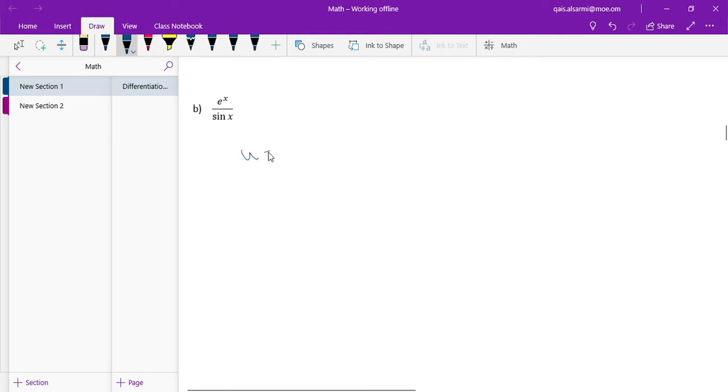So u equals the upper, which is e power x. By the way, it's not permitted to change the positions. You have to take the upper as u, the lower as v. Never change. Derivative of e as it is, multiplied by derivative of the power, which is 1. V is sine. Derivative of sine is, yes, perfect, cosine. Multiply by derivative of x, which is 1. No need to write it.